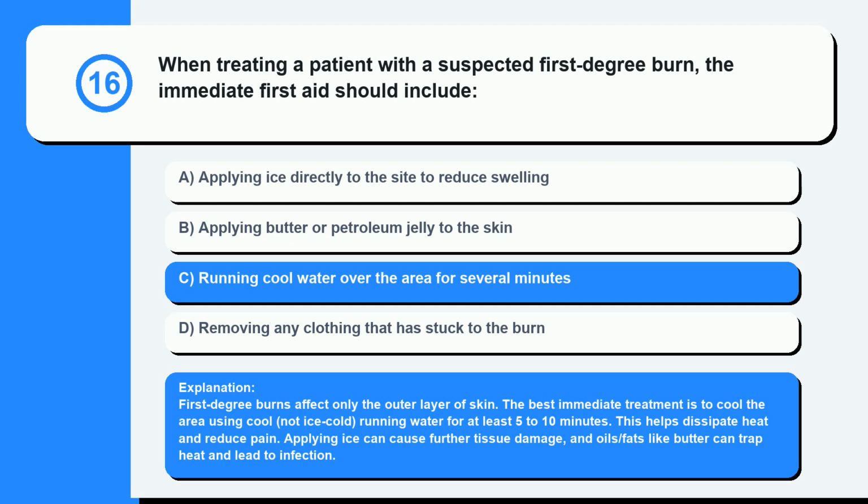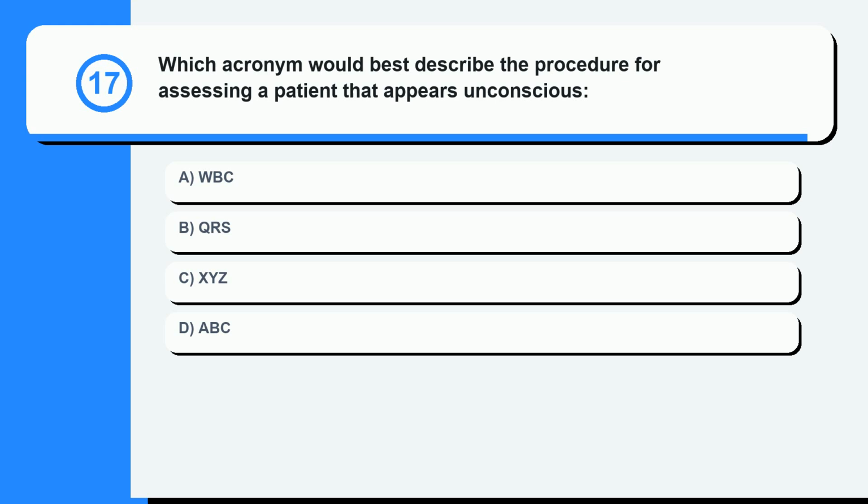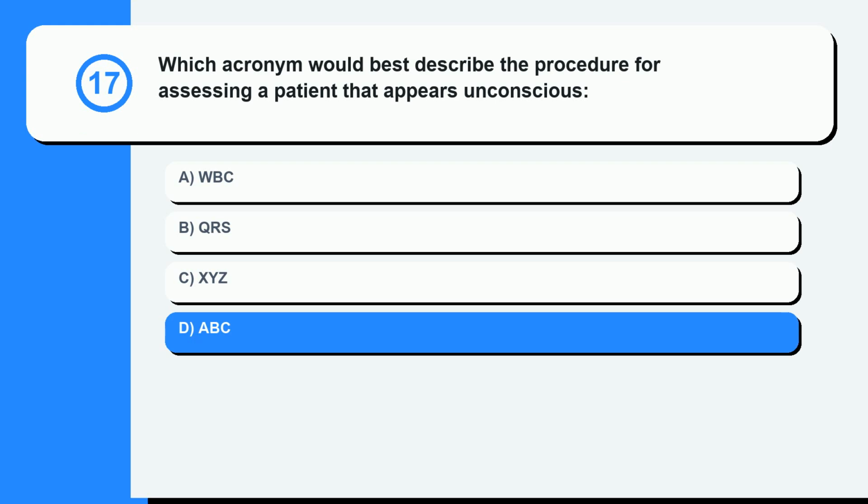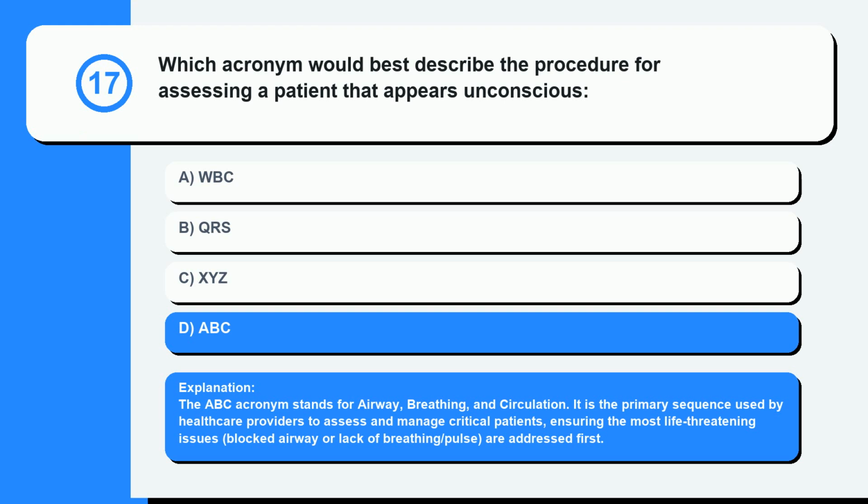The correct answer is C. Running cool water over the area for several minutes. First-degree burns affect only the outer layer of skin. The best immediate treatment is to cool the area using cool, not ice-cold, running water for at least 5 to 10 minutes. This helps dissipate heat and reduce pain. Applying ice can cause further tissue damage, and oils/fats like butter can trap heat and lead to infection.